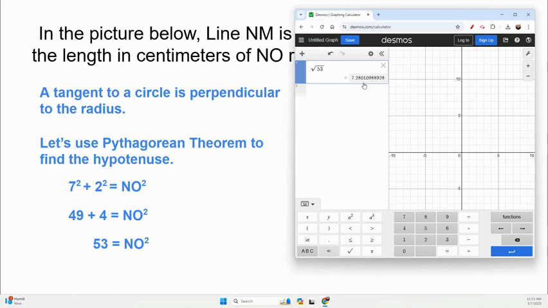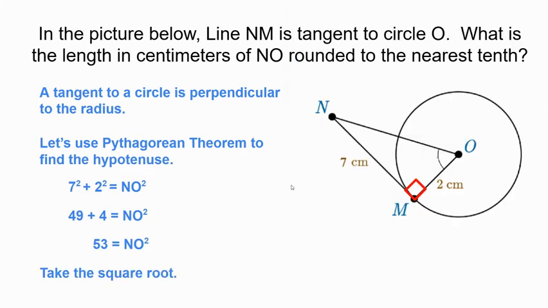Now this problem asks us to round to the nearest tenth. So that is 1 decimal place. You can see then I'm going to get that 7.3 as my hypotenuse, or NO here is 7.3 centimeters.